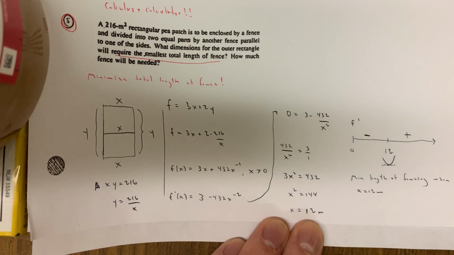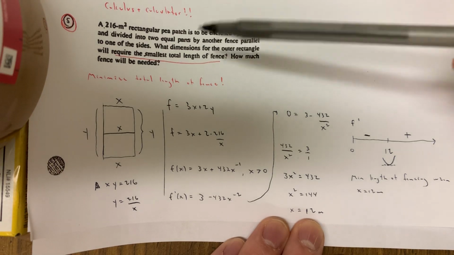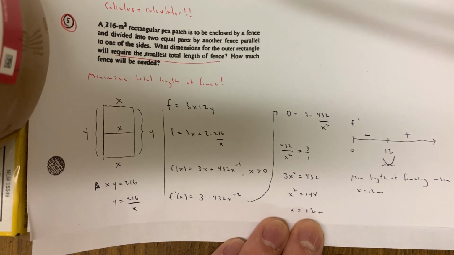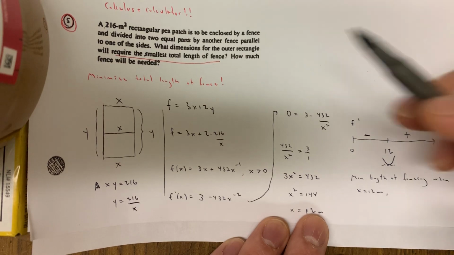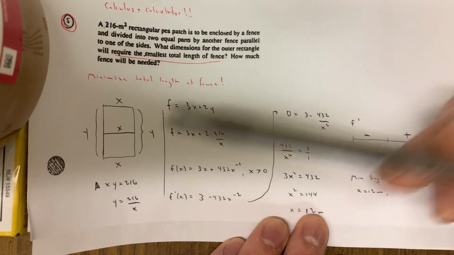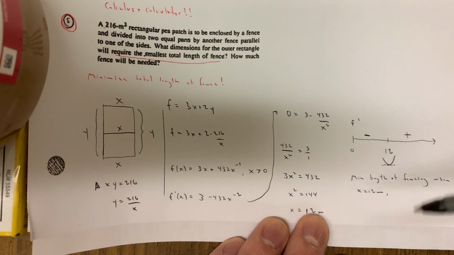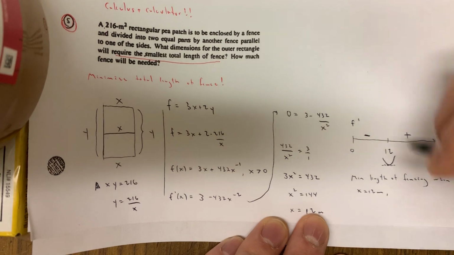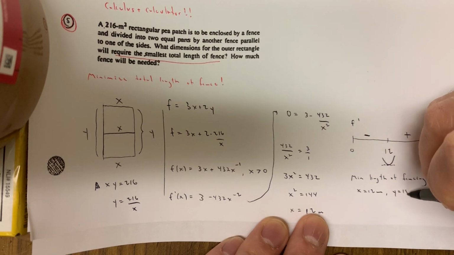And now you gotta be like, wait, what the heck did they want? They wanted two things, right? They actually wanted the dimensions for the outer rectangle that require the smallest total length of fence. And then they actually want to know how much fence must be needed. So one dimension is x. The other dimension is y. y is 216 divided by x. So 216 divided by 12 is going to be 18. Okay, so y is equal to 18 meters.